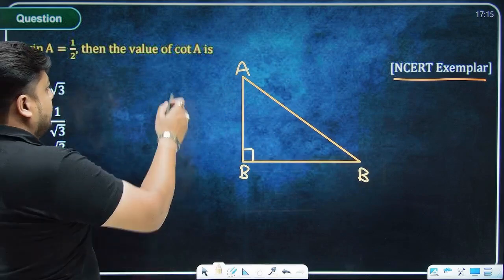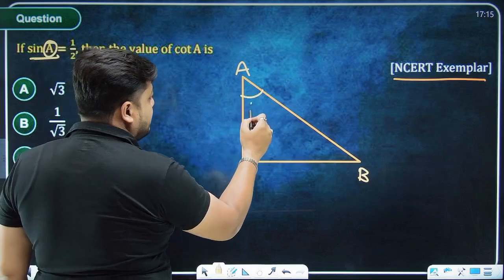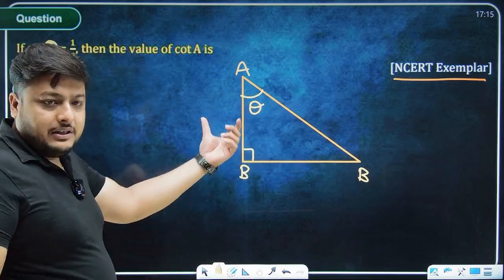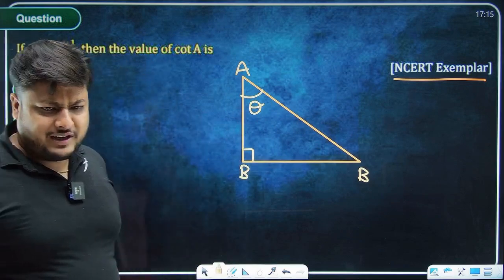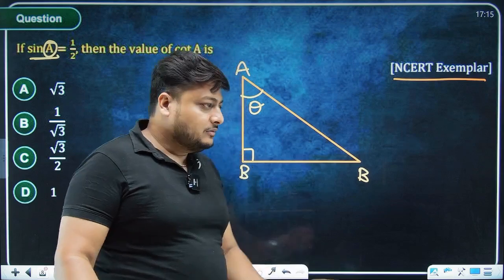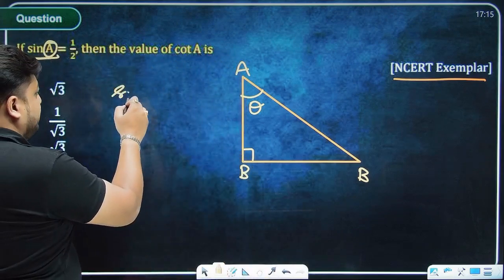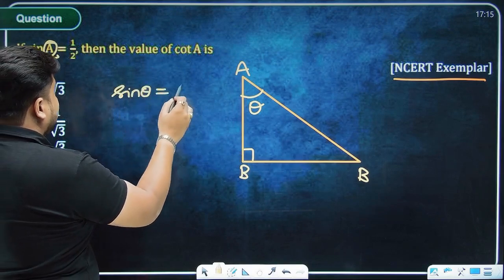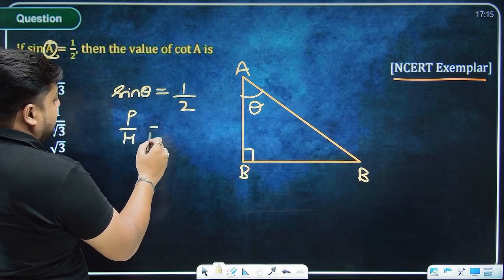Okay. So here it is sine A, right? Sine A. So we have to take the considered angle at A only. So our theta is at A here. Now we have to find out cot A. Very simple. Don't worry, I will teach you how to find it. See, sine theta is 1 by 2. You know that sine is P upon H. That is 1 by 2.